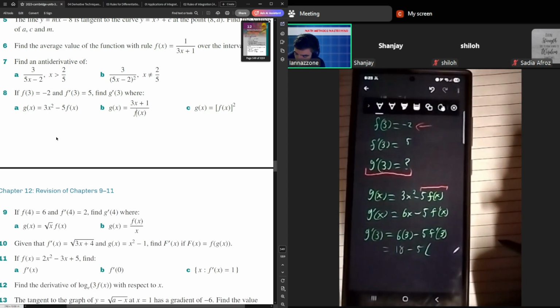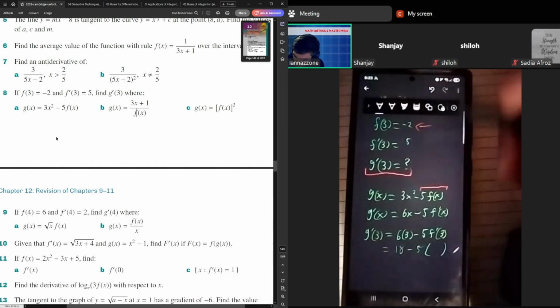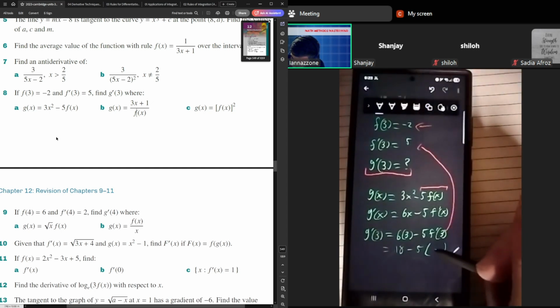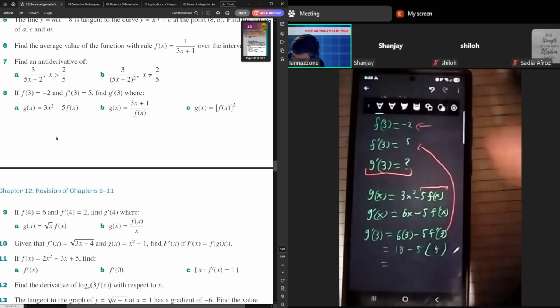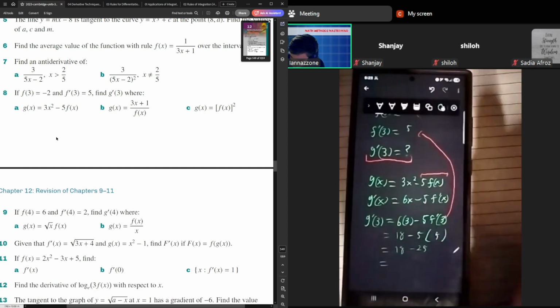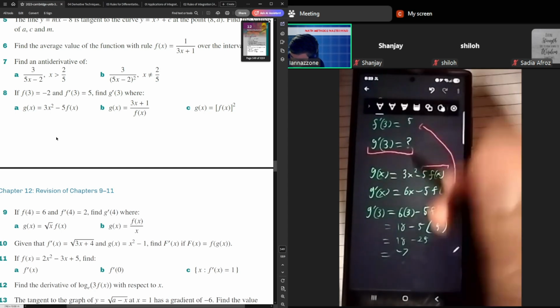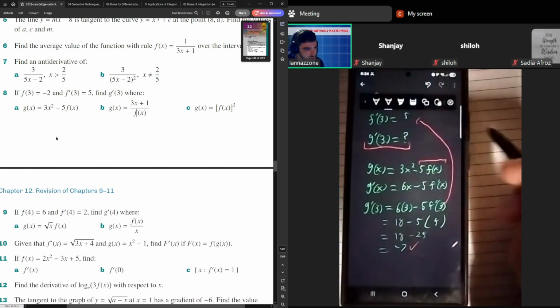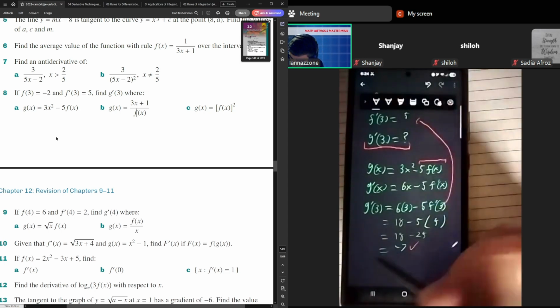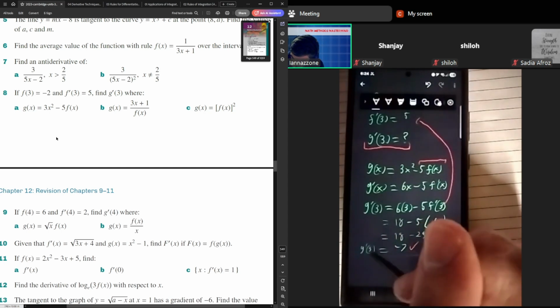Where do I go from here? F dash 3 is equal to 5, so you would put 5 there in the brackets. Yeah, precisely. F dash 3 is 5. So 5 times 5 is 25. 18 minus 25 is minus 7. Yeah, I believe that's everything, right? We just want g dash of 3. So, final answer, g dash of 3 equals minus 7.